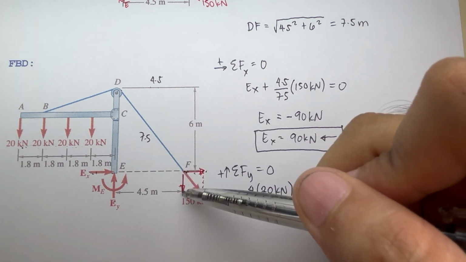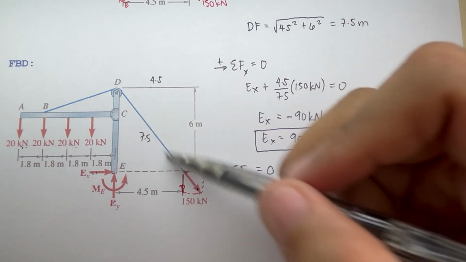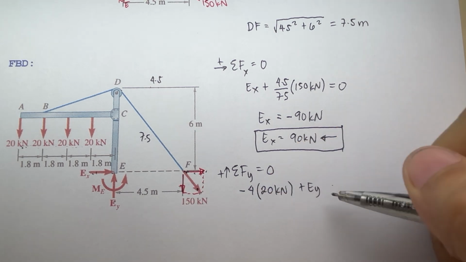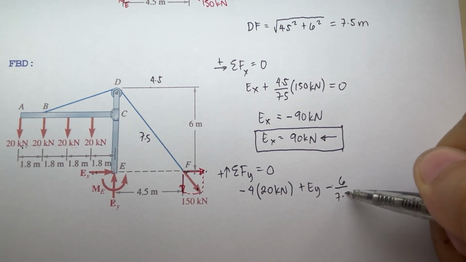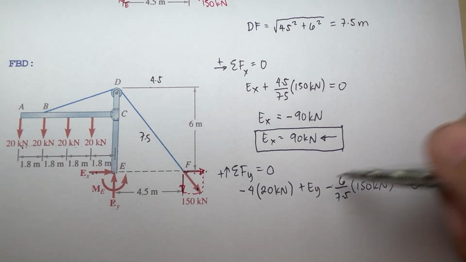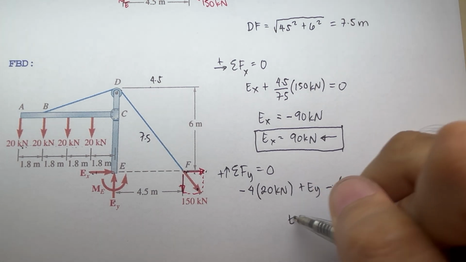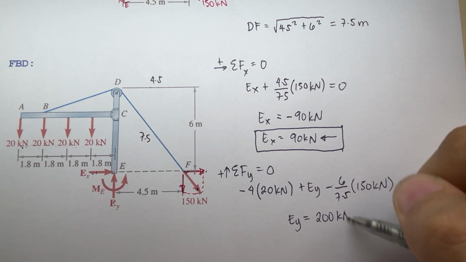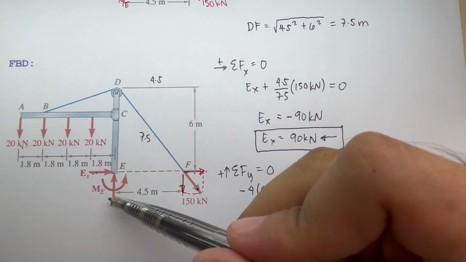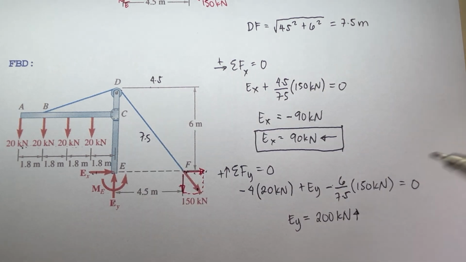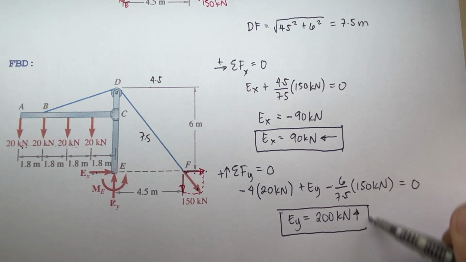Since this is vertical, we choose the ratio vertical over hypotenuse. So we have negative 6 over 7.5 of our force 150 kilonewtons. That should be equal to 0. Solving in our calculator, our EY is equal to positive 200 kilonewtons. Since we have a positive answer, our first assumption that EY is directed upwards is correct. It's upward. So this would be our answer.